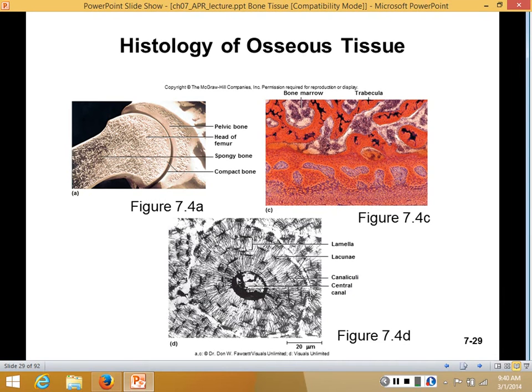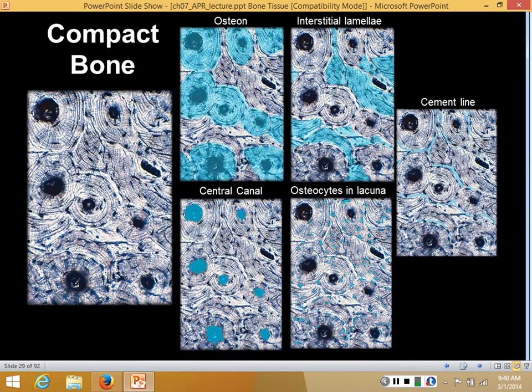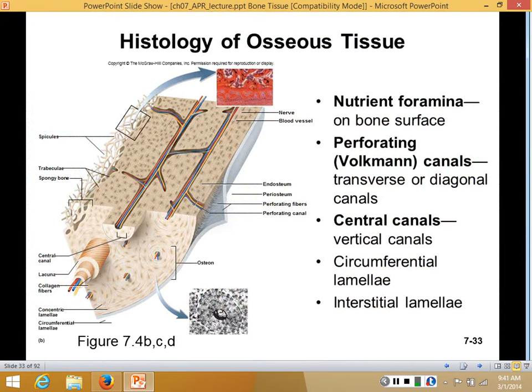Okay? So this is that picture you guys had to label, I think, last week, for your lab. Nutrient foramina. It's just a little hole in the bone, a foramen. When you see foramina, F-O-R-A-M-I-N-A, that's just really a hole in the bone where nerves and blood vessels actually travel through.